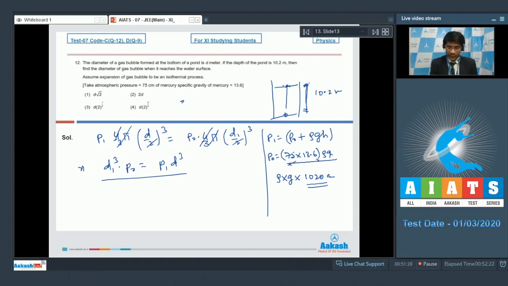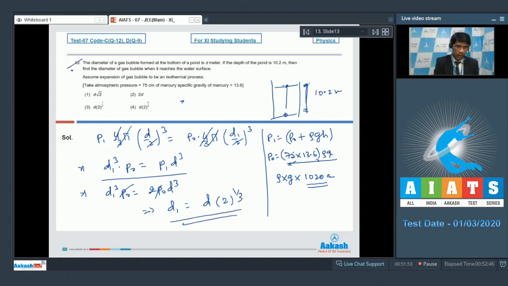That means if the pressure here initially was P naught, then at this much of the depth it would be 2 P naught. So we are getting the value of P1 to be equal to 2 P naught. So simply writing down this value, it is d1 whole cube, P naught, must be taken as 2 P naught d whole cube. And how much is the value of d1 this time? It is d to the power 1 by 3. So for question number 12, we are getting option 3 as the correct answer.